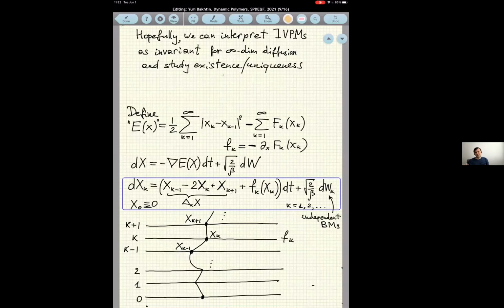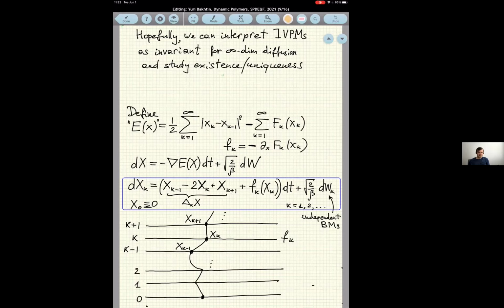First of all, the energy is not really well defined, and you have to work with infinite dimensional diffusions, these stochastic gradient flows. Surprisingly, I hoped it would be easily manageable, but it turned out to be harder than I thought it would be.